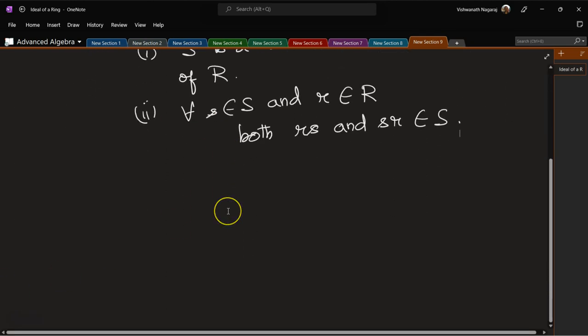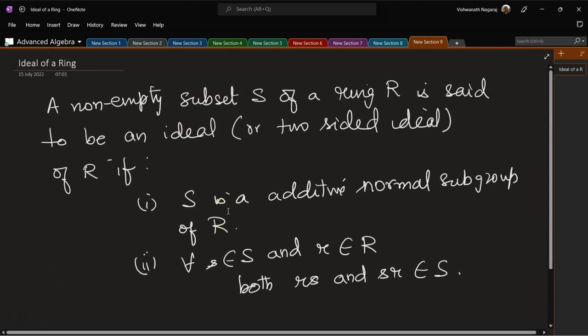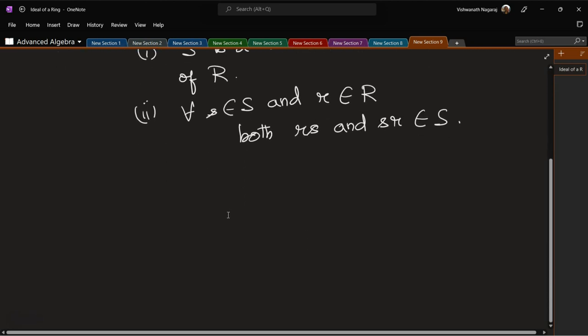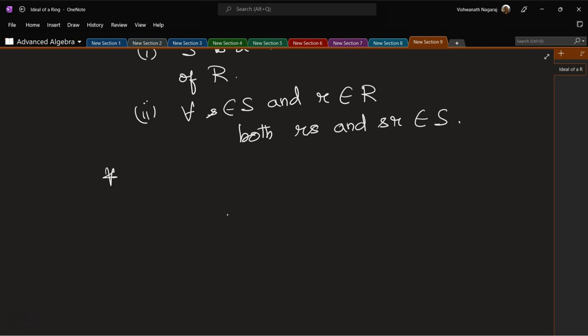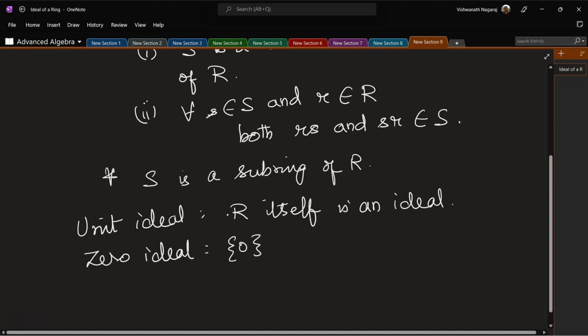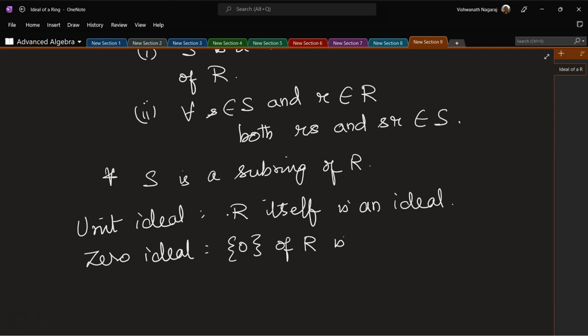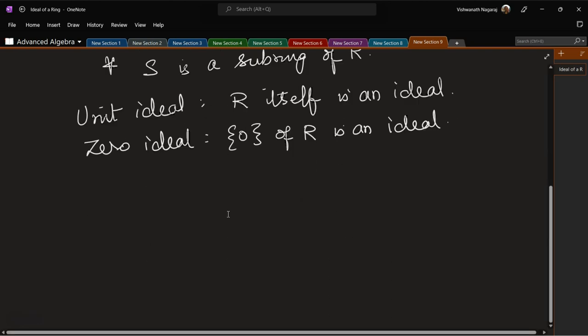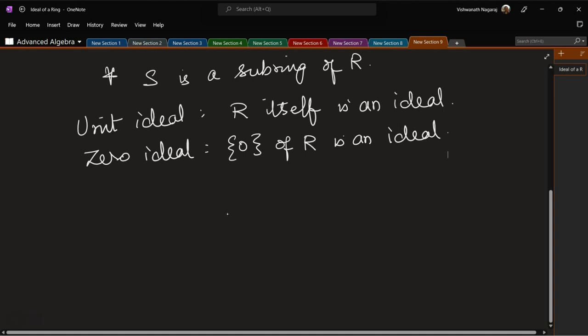So if these two conditions are satisfied, then that subset S is called an ideal. And importantly, S, which is an ideal, is a subring of R. Okay. Now, unit ideal, where the ring itself is an ideal, and zero ideal, the set containing only zero of R is an ideal. So these are also called improper ideals.